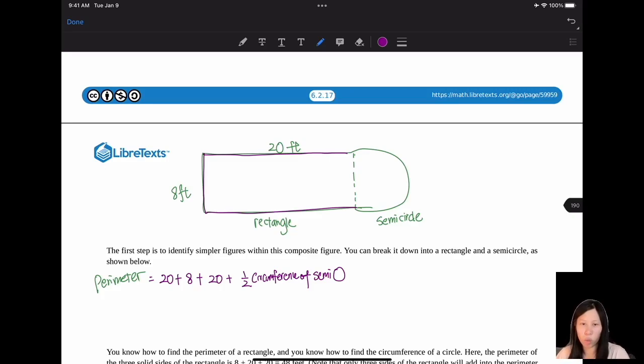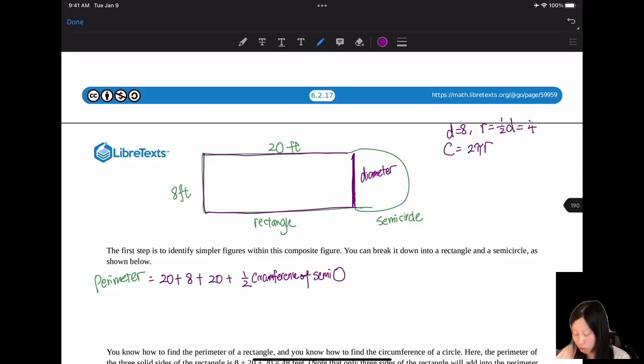Okay, so let's find the circumference of a circle. A circumference of a circle is equal to 2 times pi times r. r is the radius. Now we don't have the radius, they didn't tell you. However, you know that this is a semicircle, and this part is the diameter of the circle. So the diameter equals 8. That means the radius is half of the diameter, which is 4.